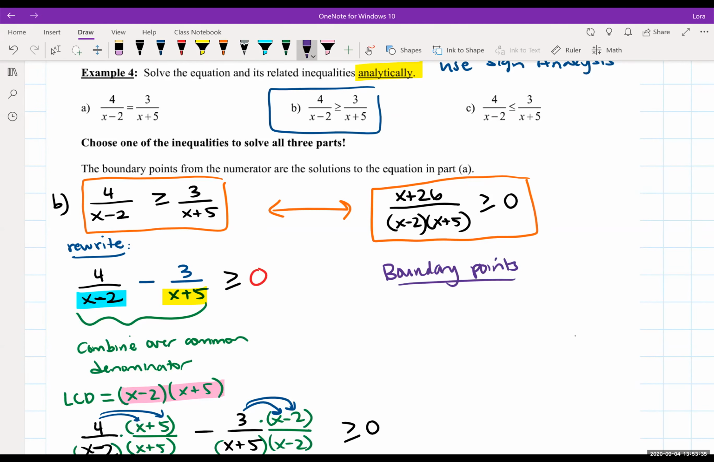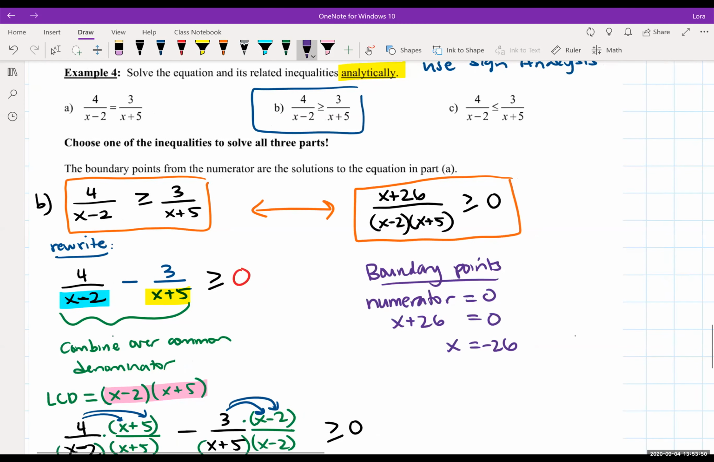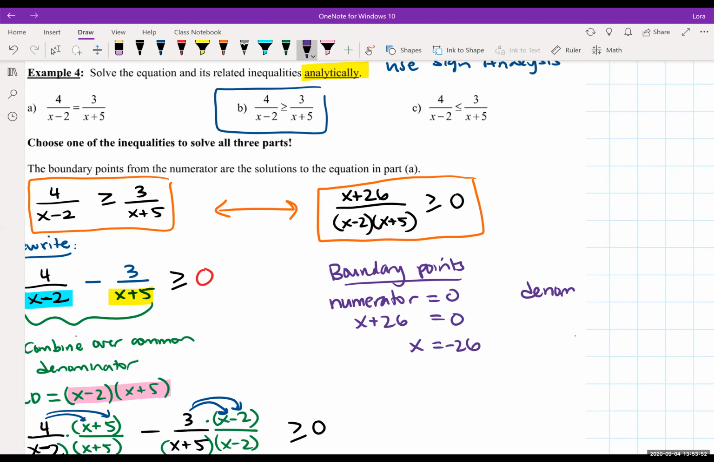And with boundary points, we start off by setting the numerator equal to 0. So that's x plus 26 equals 0, and so we get x equals negative 26. And then we go with the denominator. Set that equal to 0. Luckily, our denominator is already in factored form. If not, we would just factor it.